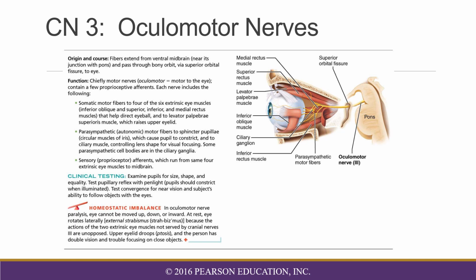So oculomotor nerve paralysis, eye cannot be moved up, down, or inward. At rest, the eye rotates laterally or out because actions of the two extrinsic eye muscles not served by cranial nerve 3, so LR6, are unopposed. Upper eyelid droops, so we call it ptosis, or blepharoptosis, so eyelid drooping, and the person has double vision, diplopia, and trouble focusing on close objects, and you can see the pathway over on the right.